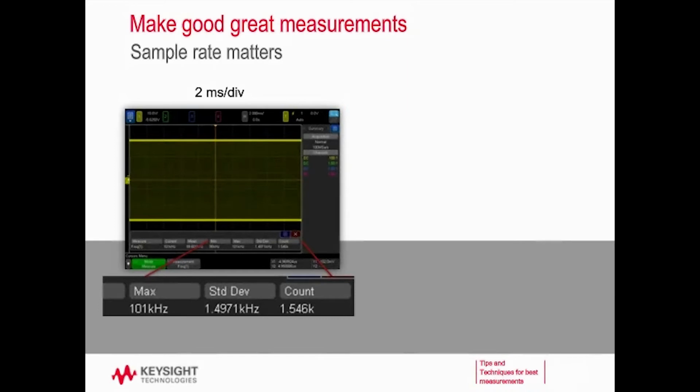But I have to ask myself, is this really what the standard deviation of my clock chip is looking like? Or is there something else going on here? Is there something I can do to make a better measurement here? So instead of making a good measurement, I want to make a great measurement.